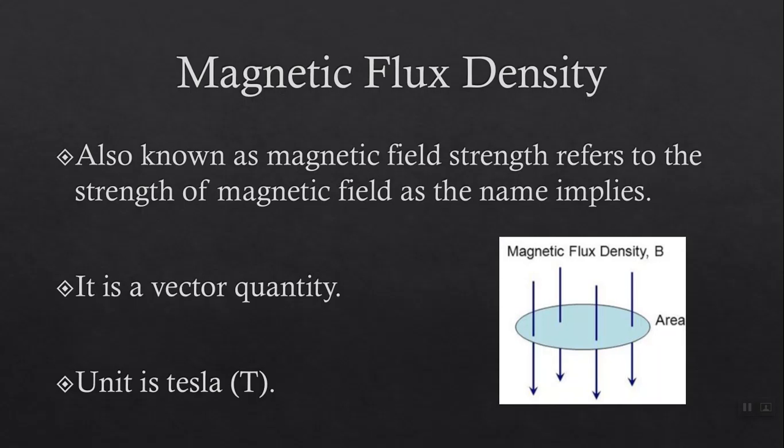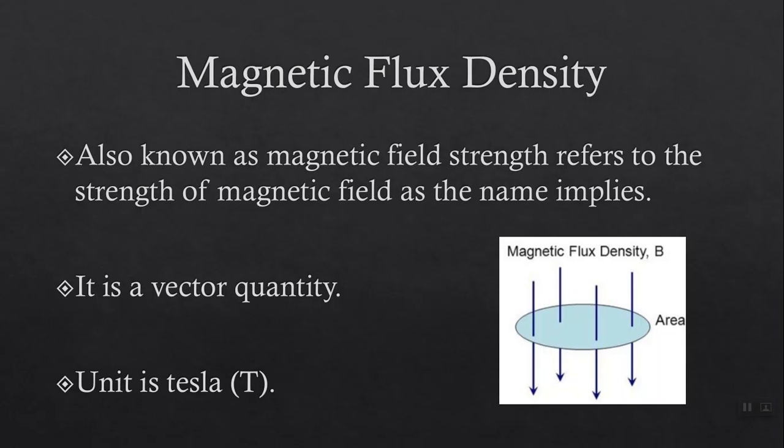Right. Now, in the last figure, we observed diagrammatically how we can explain the strength. Now, we also need to know how we can explain it numerically. That, of course, we do like this. We will use a term called magnetic flux density. It is also known as magnetic field strength and refers to the strength of the magnetic field, as the name implies. Remember, it's a vector quantity and magnetic flux density is measured in Tesla.